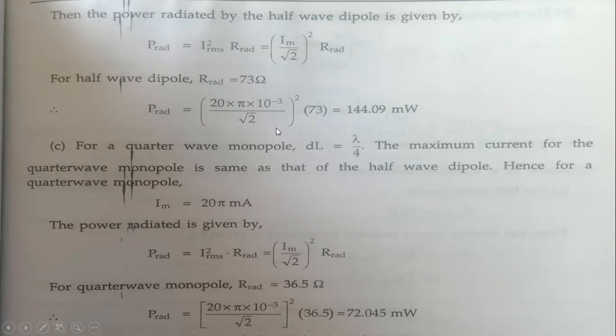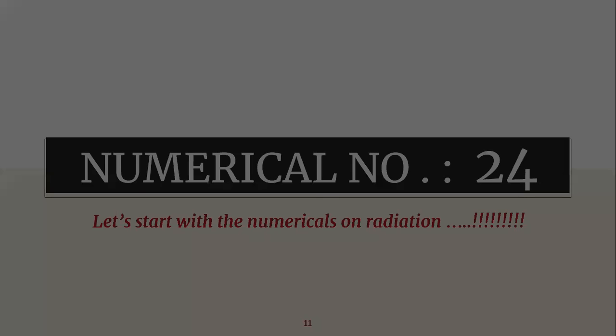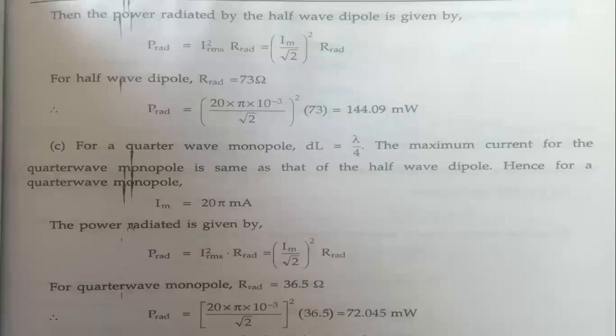Now come towards the C part. Every time we need to change the dipole and calculate the peak current and the radiated power for all forms of dipoles. The third case is the quarter wave monopole, where you can take the differential length as lambda by 4. See here, in the first case it was lambda by 25, in the second case lambda by 2, and in the third case lambda by 4 for the quarter wavelength.